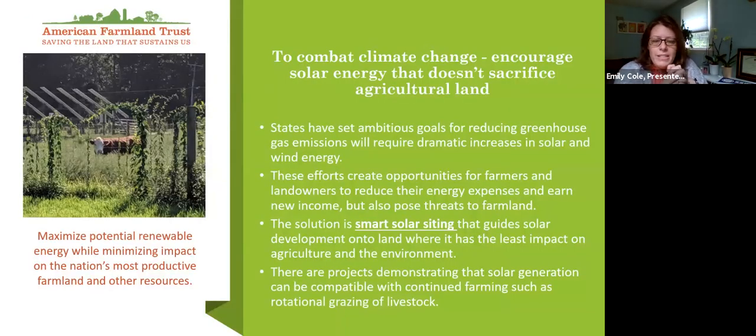And so I think it sums it up in the orange text underneath the cattle grazing over there. That's at the UMass Research Farm. In the background, you can see some of the solar panels. So, to maximize potential renewable energy while minimizing impact on the nation's most productive farmland and other resources.